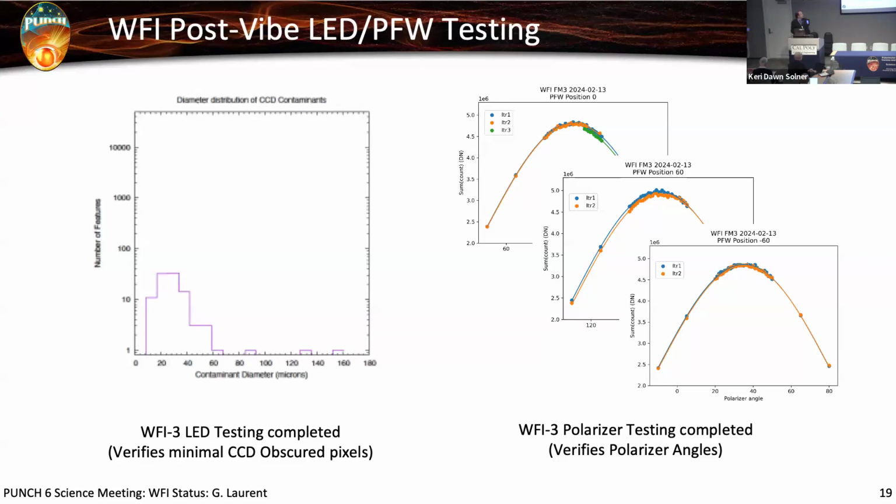Let's see, the left image just shows our obscured pixels. While we operate in a clean room environment, there are some obscured pixels, which are either bad pixels or some minute amounts of dust. That's well within our requirements. And then the right side shows our polarizing filter wheel calibrations post-delivery from NRL.